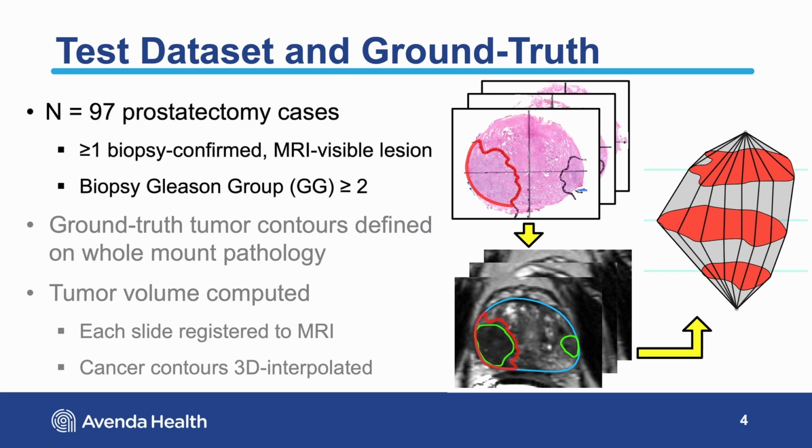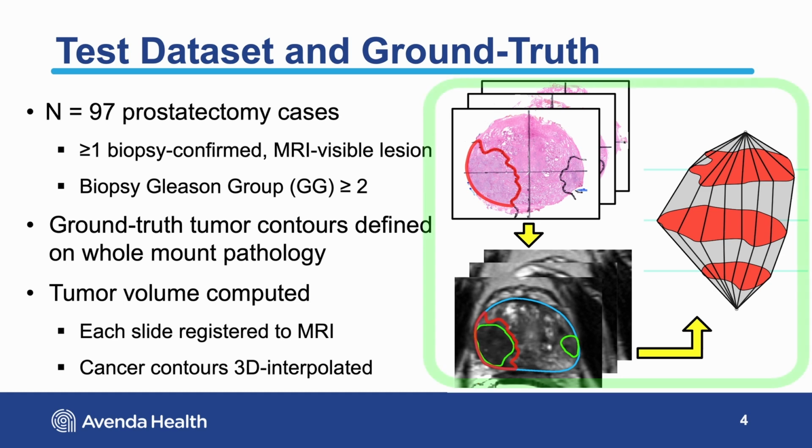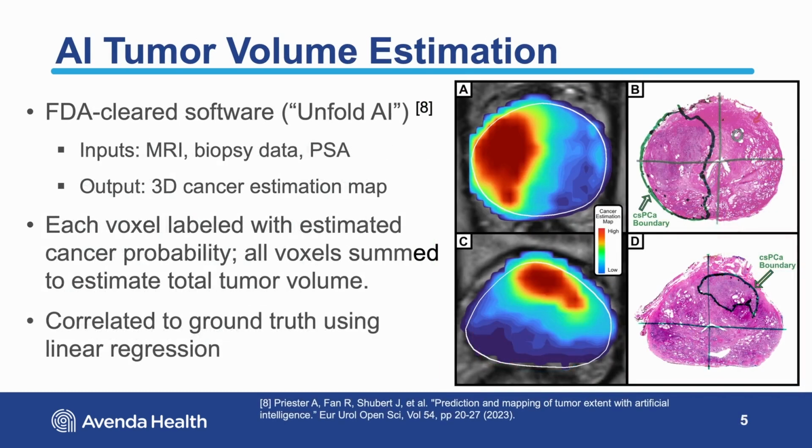97 cases with at least one biopsy-confirmed and MRI-visible lesion were drawn from a radical prostatectomy dataset. A pathologist annotated whole mount slides to define ground truth cancer contours. Then, each slide was registered to preoperative MRI, and the cancer contours were interpolated in order to compute ground truth tumor volume. The FDA-cleared software Unfold AI used MRI, biopsy data, and PSA to generate a 3D cancer estimation map.